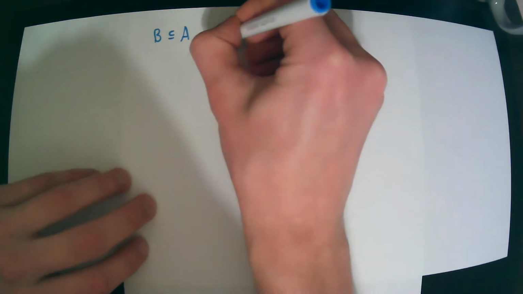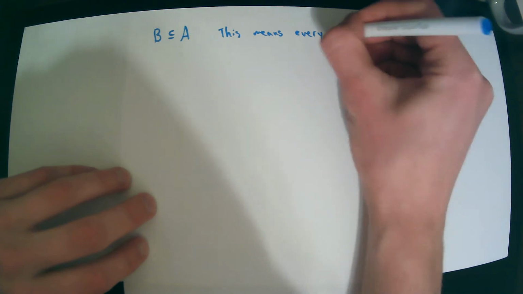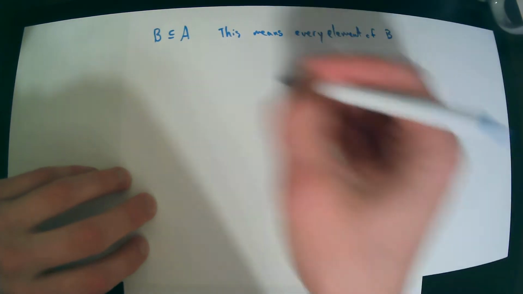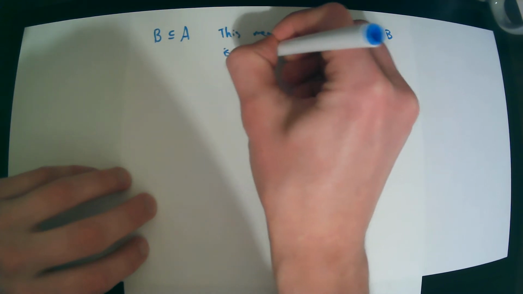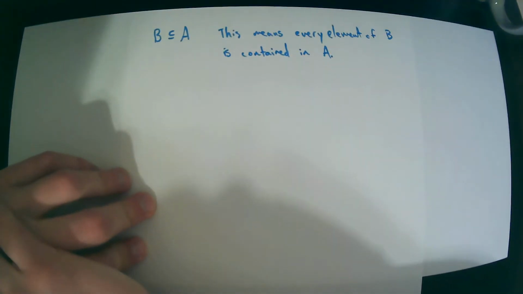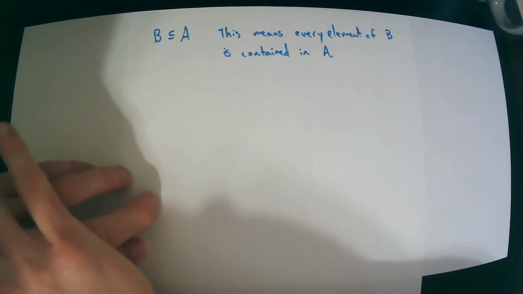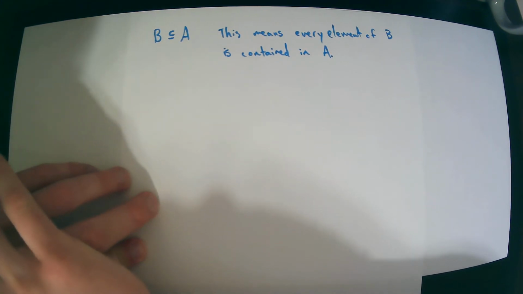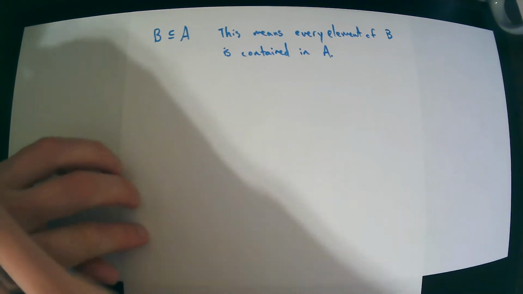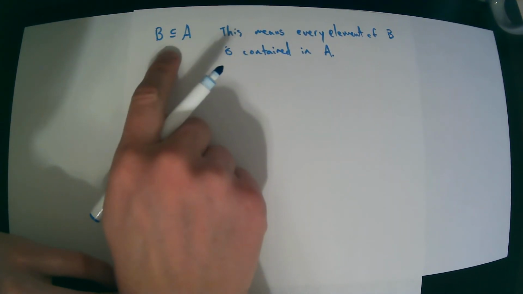This means every element of B is contained in A. You can kind of think of it like a less than or equal to symbol. That's not what it is, but in a way you can think about it like that, because if every element of B is contained in A, doesn't that mean that B is like smaller than A, right? So B is less than or equal to A.